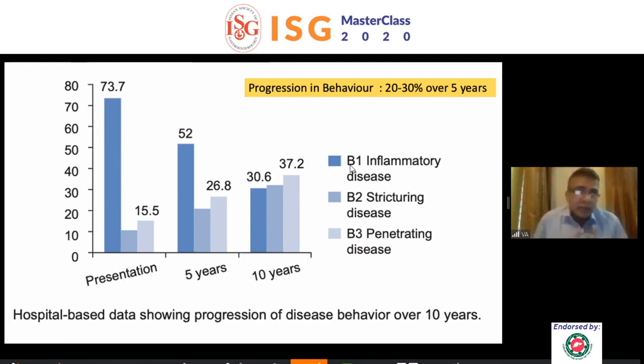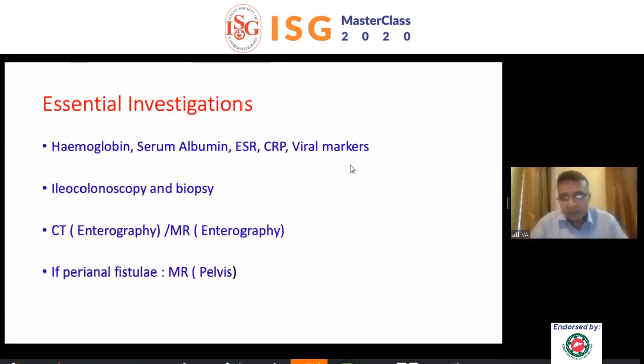So what it tells you is that if you're going to look at progression of behavior, what is more important is imaging. Imaging is going to play a very significant role if you're going to manage Crohn's disease. So better make the radiologist one of your friends, because behavior keeps on changing, and the only way to map behavior is if you look at the images.